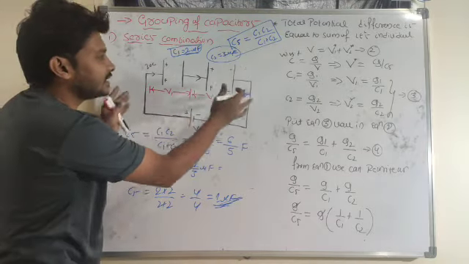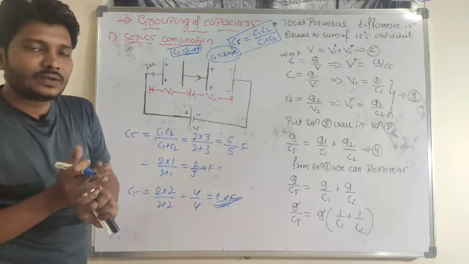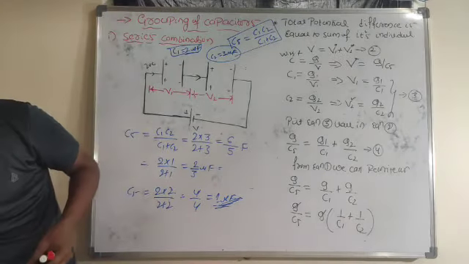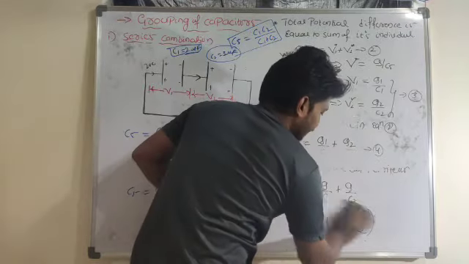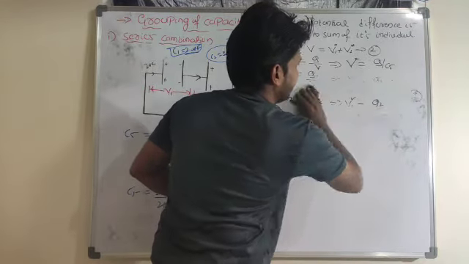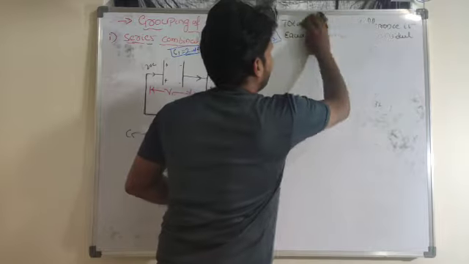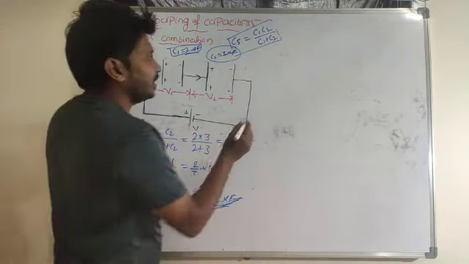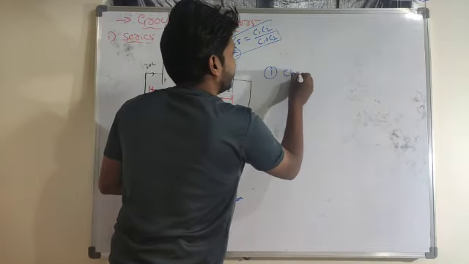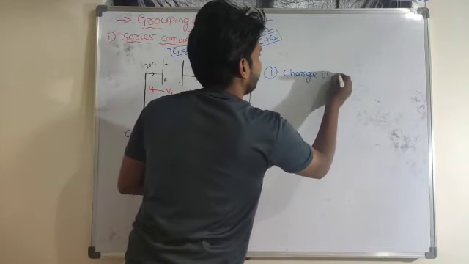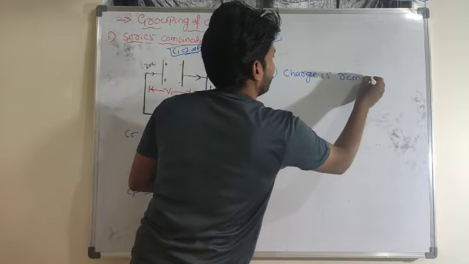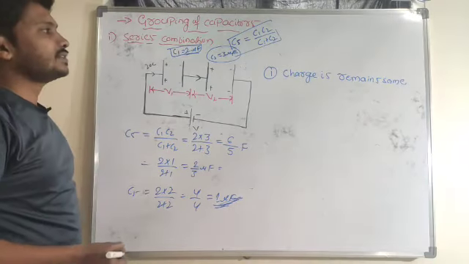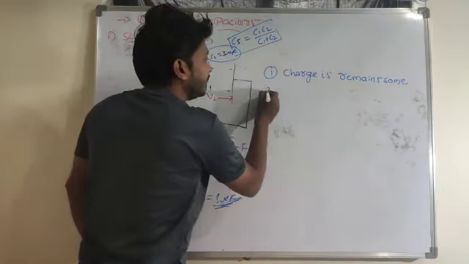So in case of series grouping, what are the points I need to remember here? In case of series combination, the first point I need to remember is that charge remains the same. In case of series combination, charge remains the same.